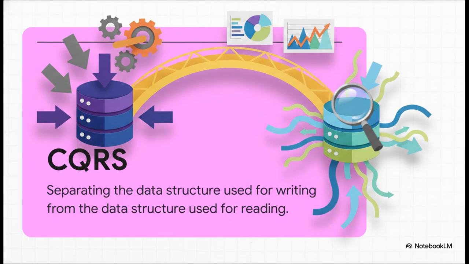Enter CQRS, or Command Query Responsibility Segregation. This is the vital architectural bridge that solves our query problem. CQRS completely divorces the write mechanism from the read mechanism. It separates the data structure used for writing, which we call commands, from the data structure used for reading, the queries.